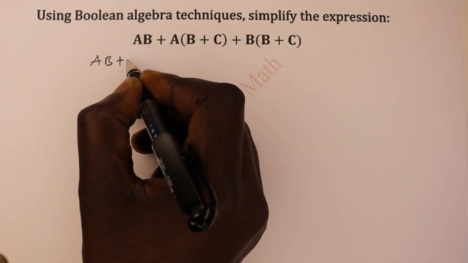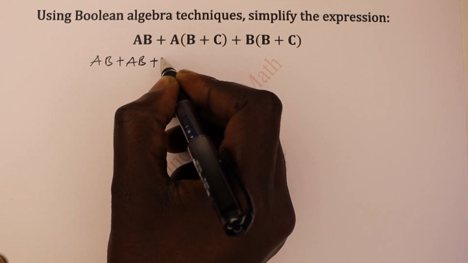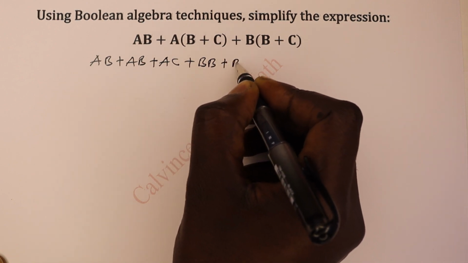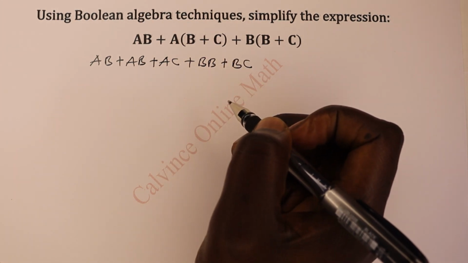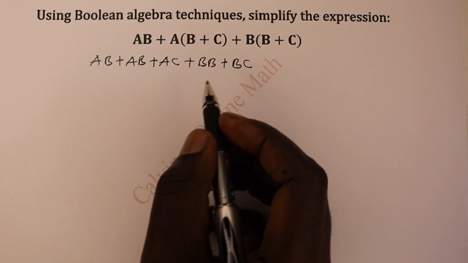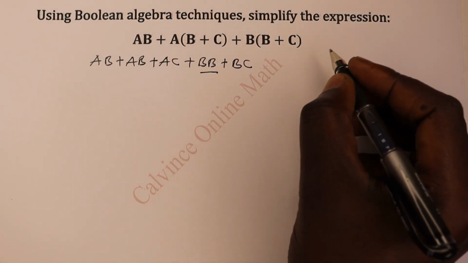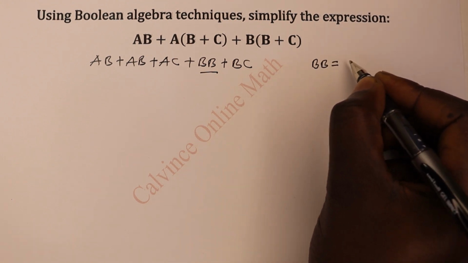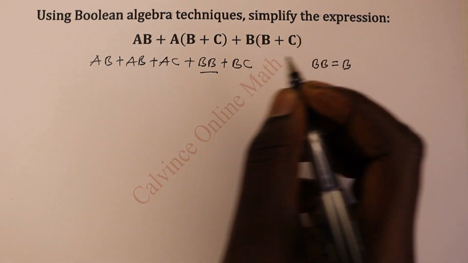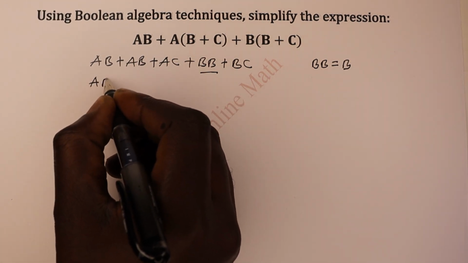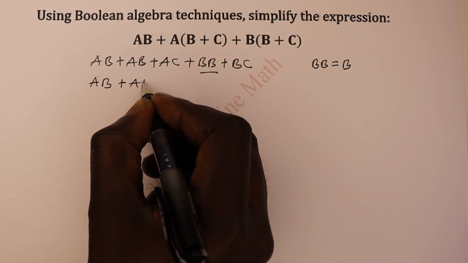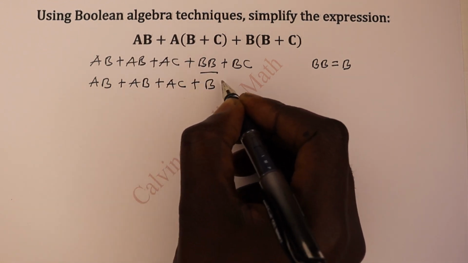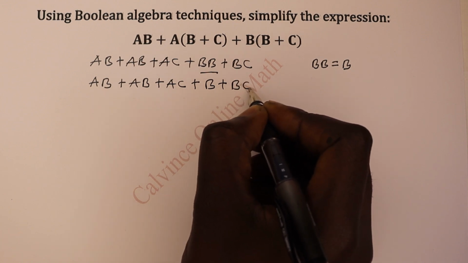So we're going to have AB plus AB plus AC plus BB plus BC. Then now we can apply the rules of Boolean. If you look at the fourth term here, if you AND a variable with itself, you get the same variable. So it means we have AB plus AB plus AC plus B plus BC.